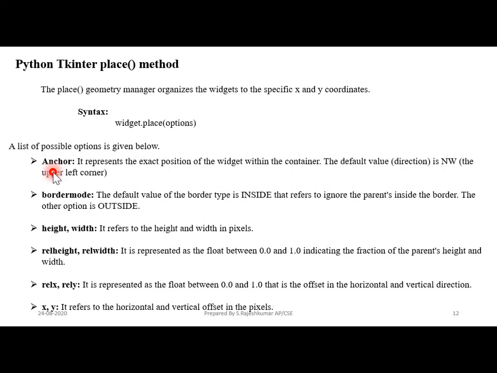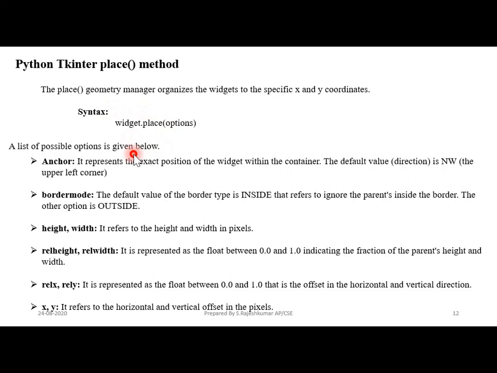previous lectures. Now we are going to see the place method. The place method is a little more advanced than the previous grid method. The place method also organizes the widgets within our GUI screen based on the x and y coordinates. Here we can represent the precise x and y position.